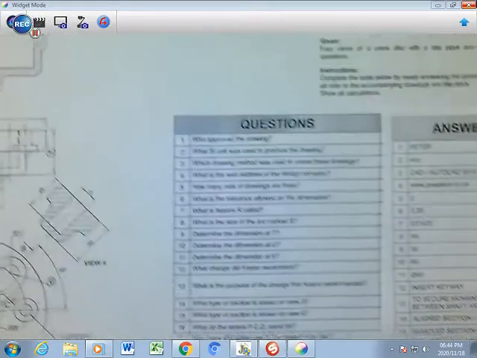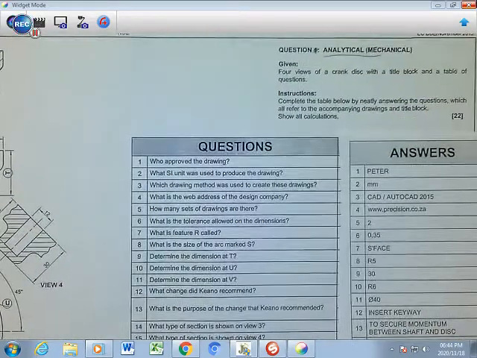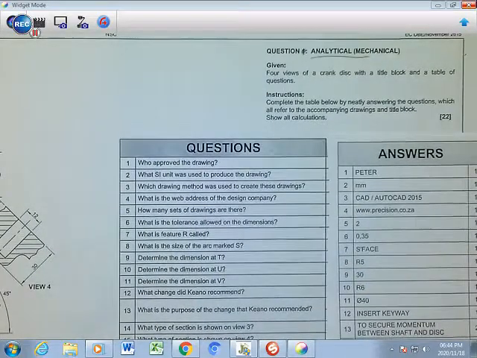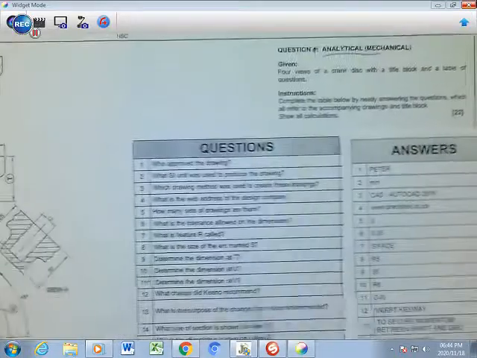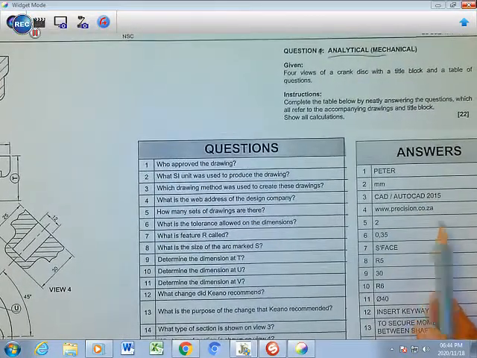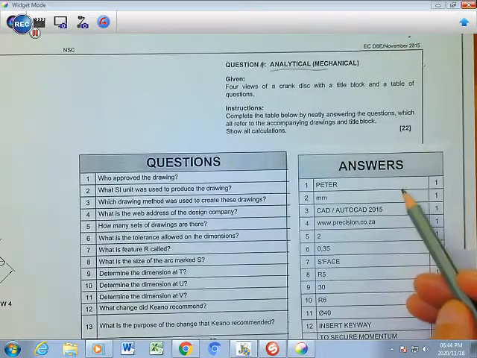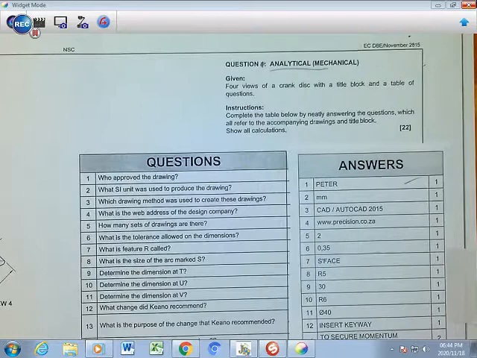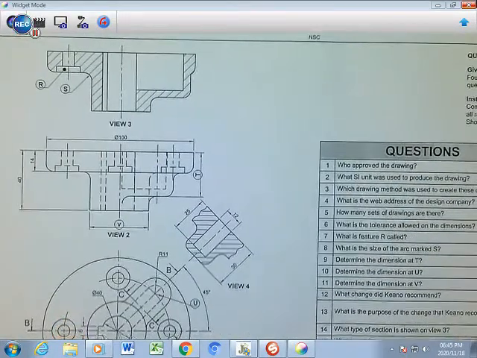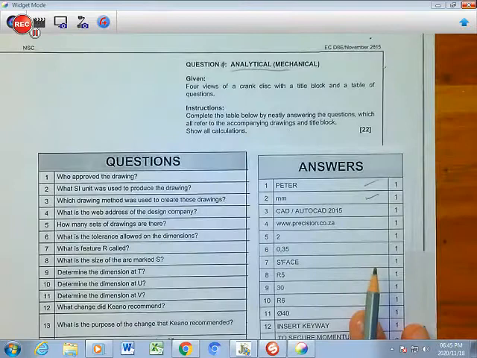Let's look at the questions. Of course, you will have to find all the answers to these respective questions from the views given. Question number 1, who approved the drawing? And that's going to be Peter, right? And the SI unit used to produce the drawing, that's going to be millimeters. So all the dimensions here are in millimeters.